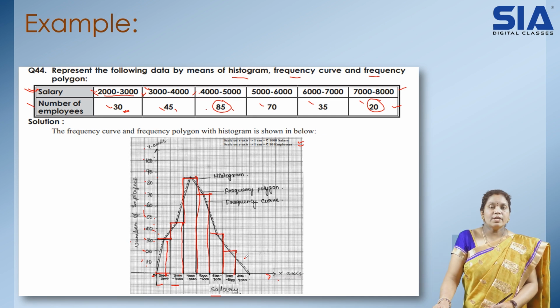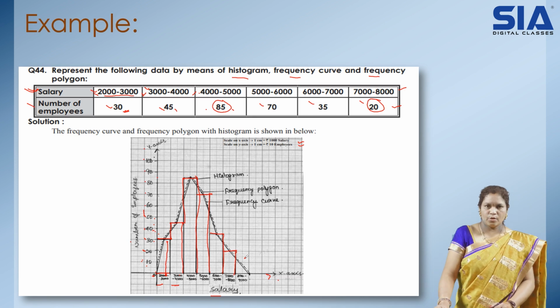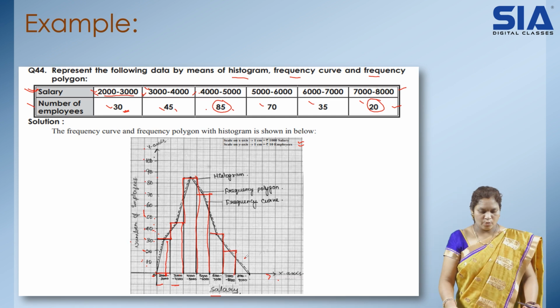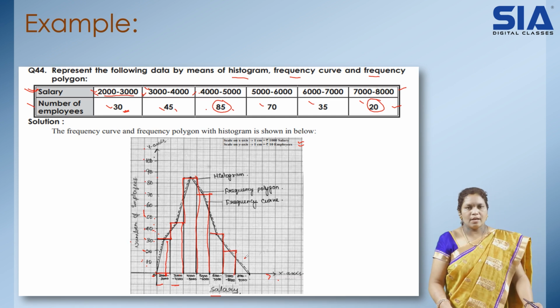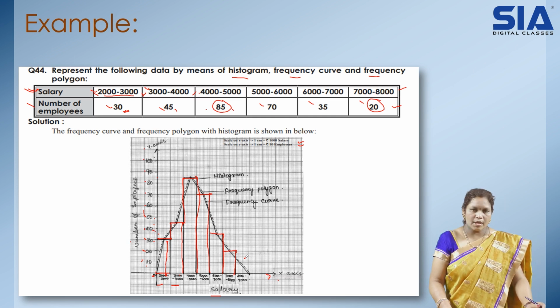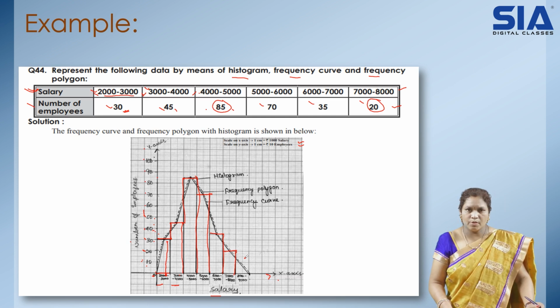So this is how a histogram will be obtained. The same rectangular bars that we draw for a bar diagram, but you have to attach the bars one to another. There you will get a histogram. So the histogram is done. If they are asking only for a histogram, this is the way you have to present it.